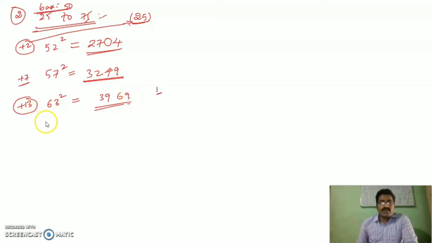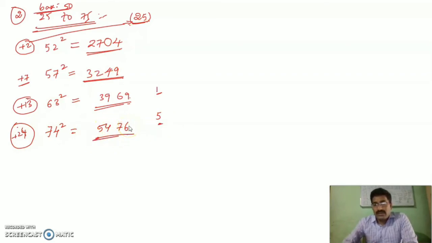3969. Suppose take 74 square value. 74 is how much more than 50? 24. 24 square value how much? 576. So carry 5, 76. Add 24 to 25. 25 plus 24, 49 plus 5, 54. So 74 square value how much? 5476.